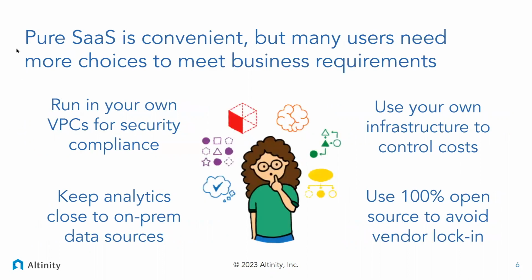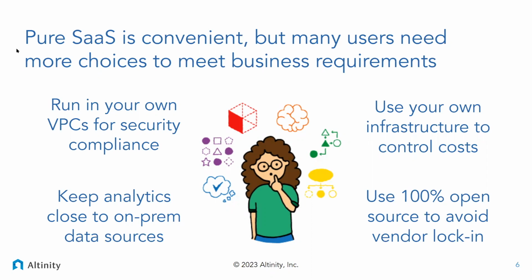So the pure SaaS model is what most of our customers do right now. But what we know is that for many people, this isn't the right model. Because what happens is the data runs in our VPC, you don't have control of it. That has a number of effects that may or may not be good for different businesses.